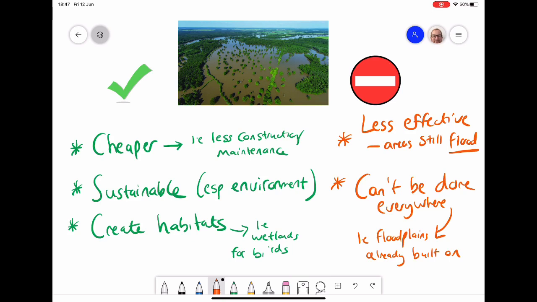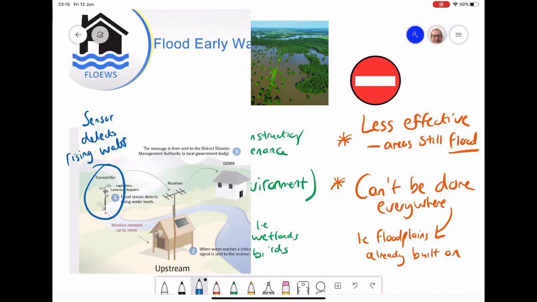However, it just isn't as effective as hard engineering. These areas still flood. That means people are still at risk. Possessions are still at risk. And also, it can't be used everywhere. So if there's an area, a city in which the floodplain has already been built on, you can't just let that area flood because that would cause significant damage. So there are both pros and limitations to soft engineering.